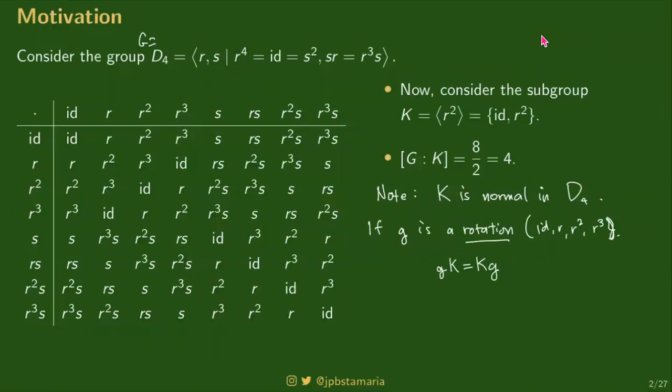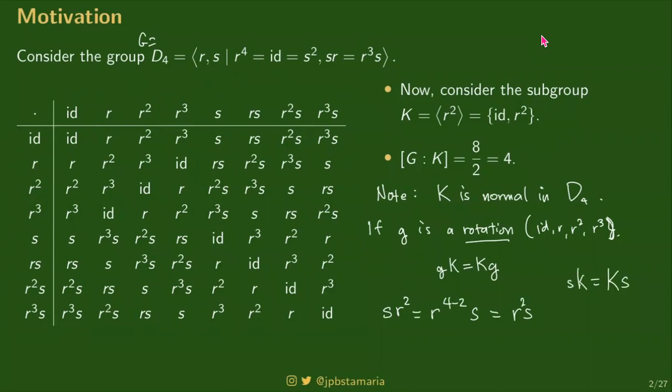Eh, paano kapag hindi rotation yung G, sir? Halimbawa, S. Kung S naman, alam nyo kasi ang SR squared. Ano bang SR squared? Parang dito normal. Ay, hindi. Tama, normal. Kasi this is R to the 4 minus 2 S. Nagkataon na SR squared parehas sa R squared S. Right? Kaya, ang sabihin nito, ang SK mo, parehas lang yan sa KS.